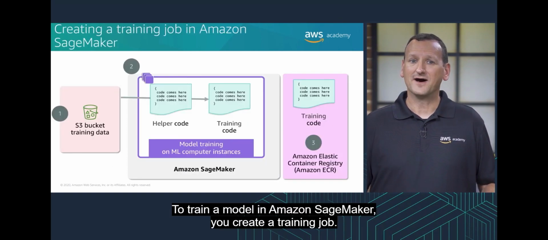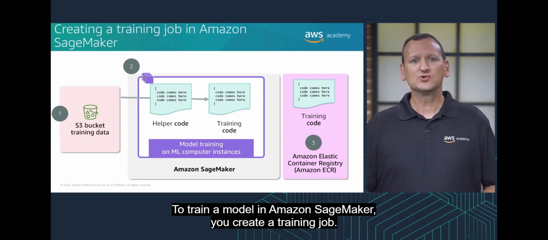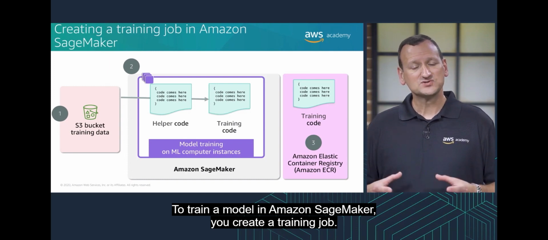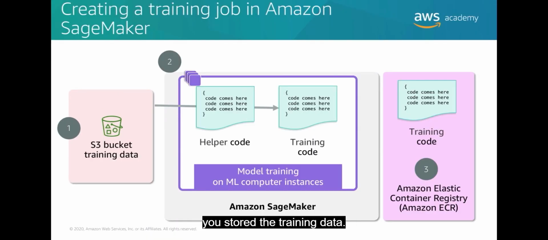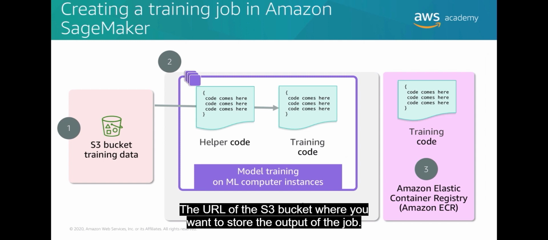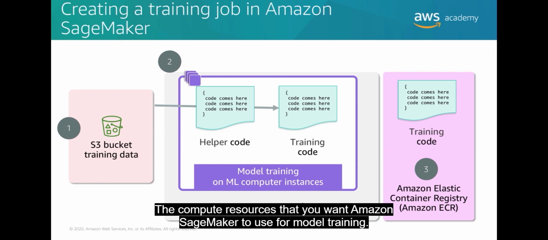To train a model in Amazon SageMaker, you create a training job. The training job includes the URL of the Amazon S3 bucket where you stored the training data, the URL of the S3 bucket where you want to store the output of the job, the Amazon Elastic Container Registry path where the training code is stored, and the compute resources that you want Amazon SageMaker to use for model training.